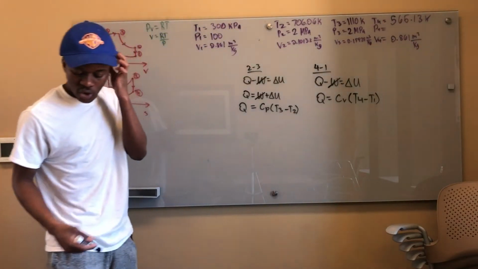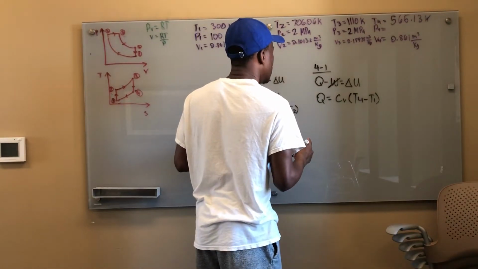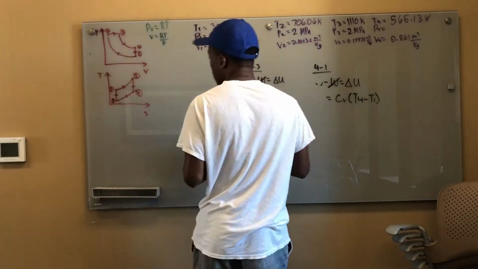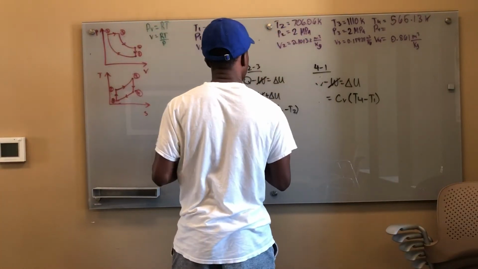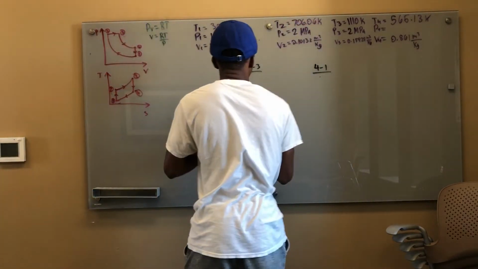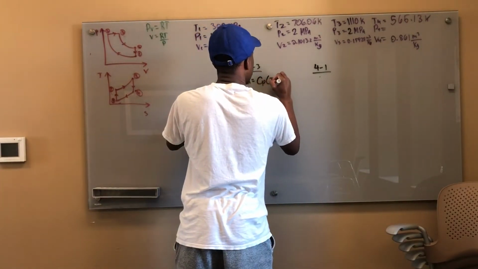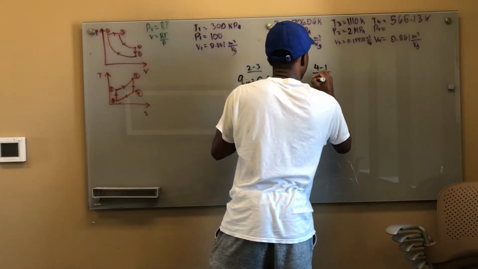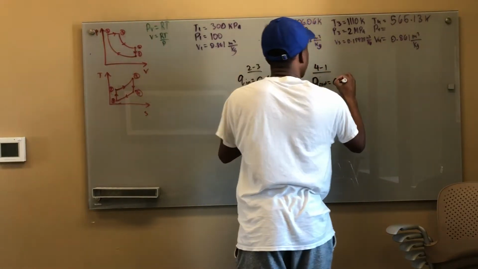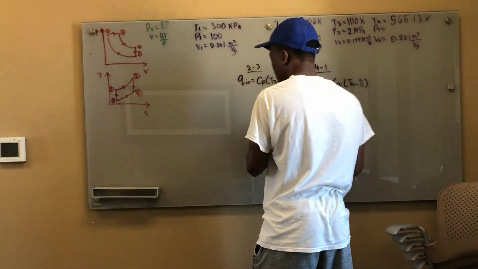So my Q, and probably what I should go ahead and do is make these lowercase. I'll just go ahead and rewrite it like this. Q in is equal to Cp times (T3 minus T2). Q out is equal to CV times (T4 minus T1). Cool. CV for air is 0.718.